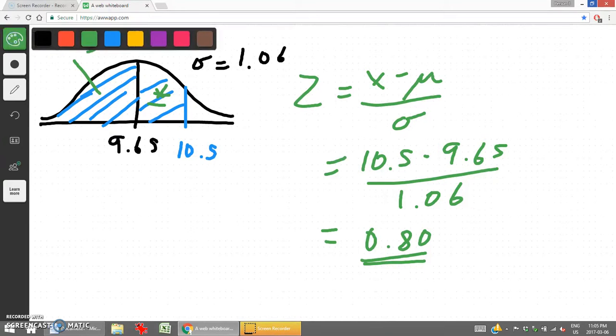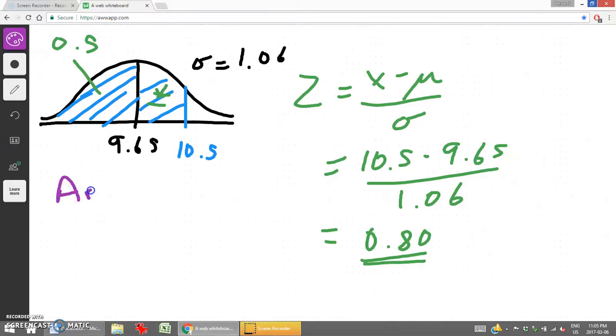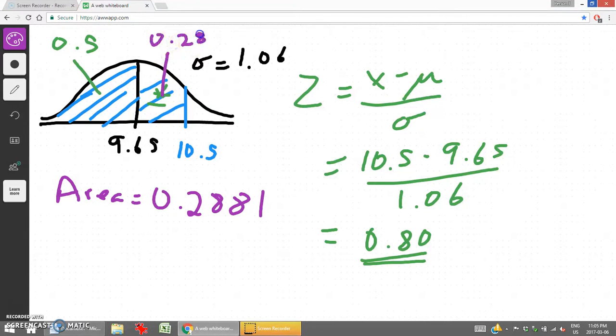What we need to find next is the area that is associated with a Z value of 0.8. Look in our tables, that area is 0.2881. That area goes right in here, 0.2881. So now we know that the combined area of 0.5 and 0.2881 would be our percentile. Let's just clarify. I think I have an extra 8 in here. I think this is supposed to be 0.2281.